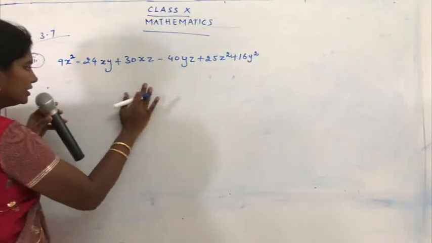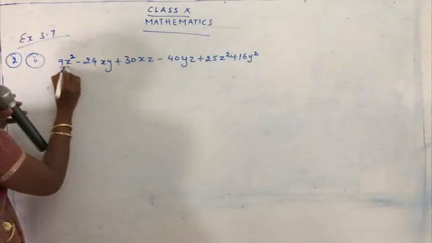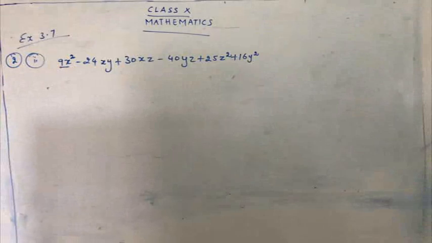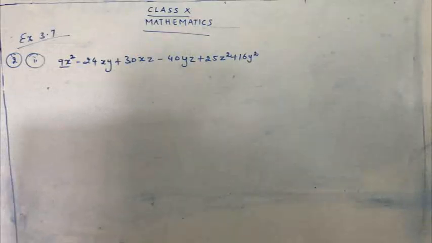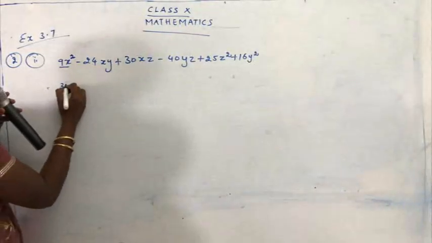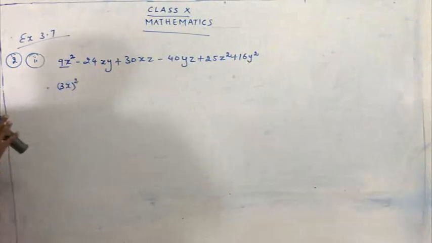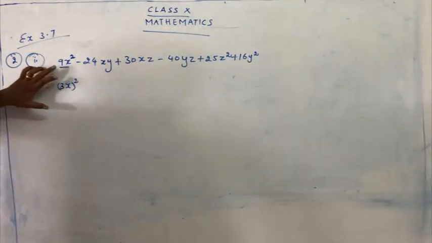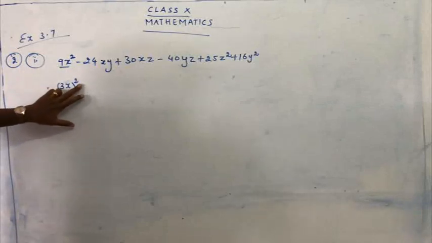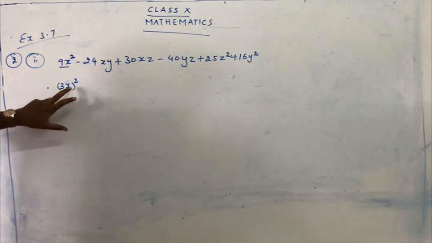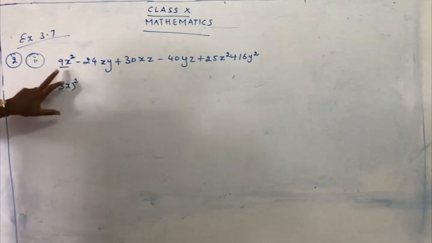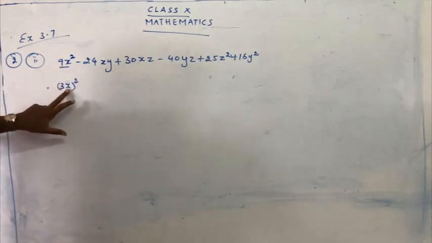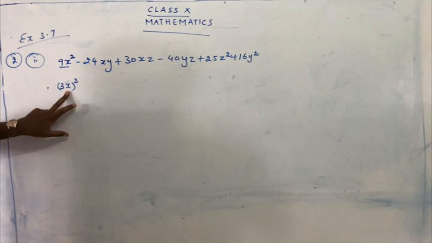So now what I am going to do is, we are going to write the whole term as a square. So how are we going to change? 9 can be written as 3 square. So this is 3x the whole square. See children, how you are writing 9x square? It's been written as 3x the whole square. So the square goes for x, the square goes for 3. So we are converting 9x square as 3x the whole square. Here I am using the bracket. Using of bracket is very, very important over here.